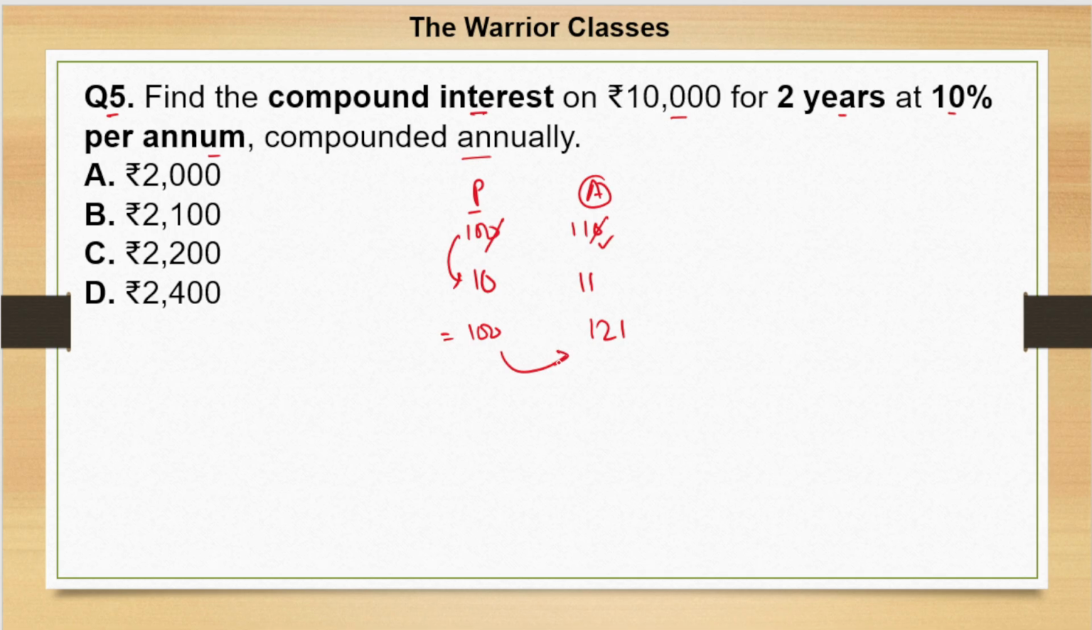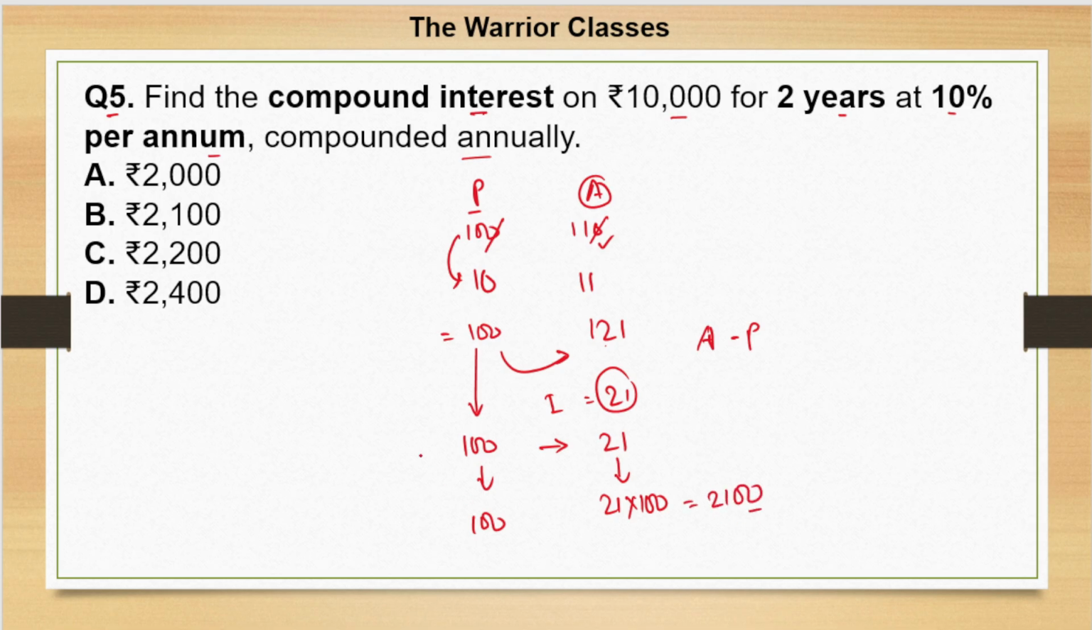So the interest will be amount minus principal. So here 121 minus 100, the interest will be 21 for 2 years. Now if the principal is 100, then the interest will be 21. For 10,000 it is 100 times, so we'll multiply it by 100. So 21 multiplied by 100 will be 2100, right? So option number B, 2100 is the correct answer. Option number B.